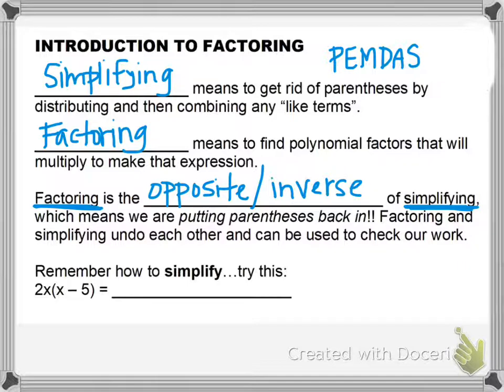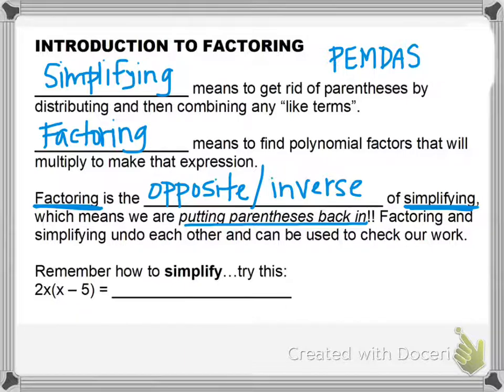So in simplifying, we get rid of parentheses. In factoring, we are putting the parentheses back in. So it's the opposite direction, or the opposite skill. Factoring and simplifying undo each other and can be used to check our work. So we're actually going to be using both in these notes. I know you guys know how to simplify, but to check our factoring work, we're going to simplify.